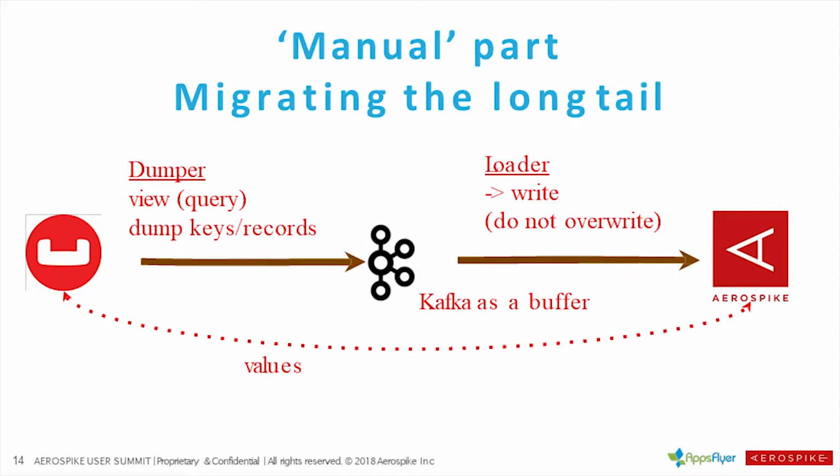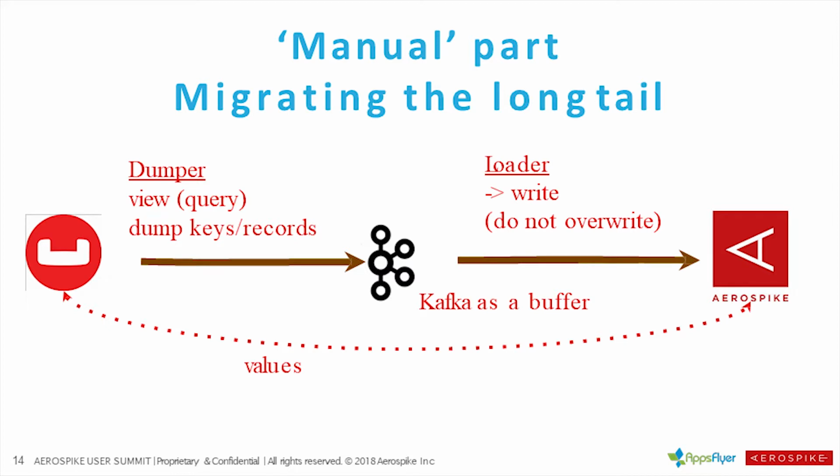And so the scheme of this migration looks a bit like this. We wrote 2 simple services. One is called the dumper and one is called the loader. We connected them with a buffer. We use Kafka for that. I'll soon explain why.